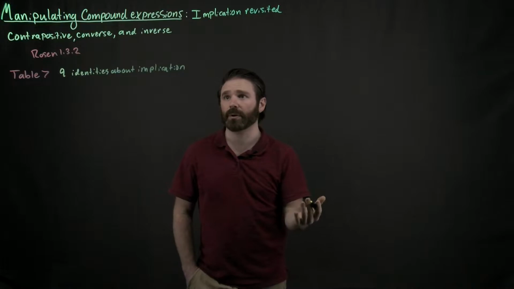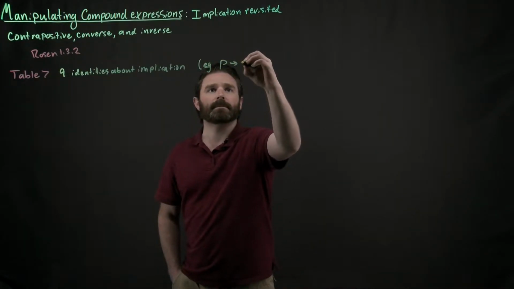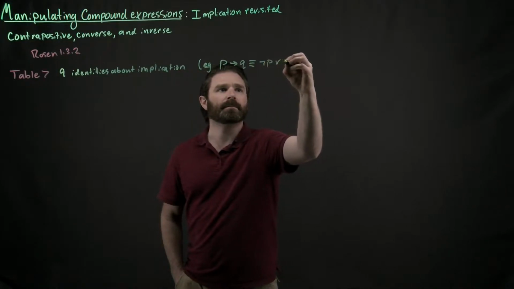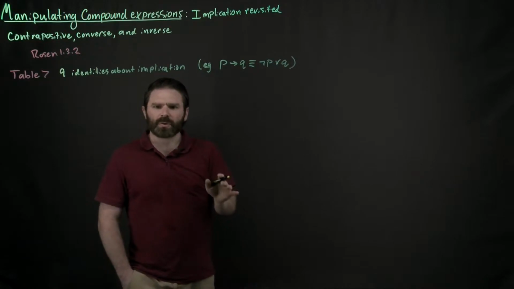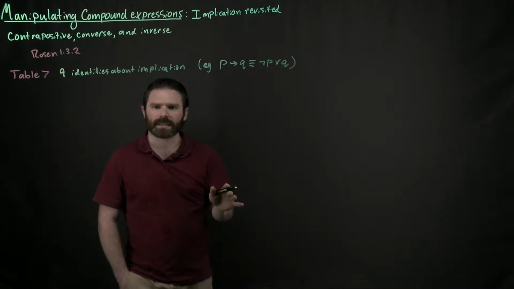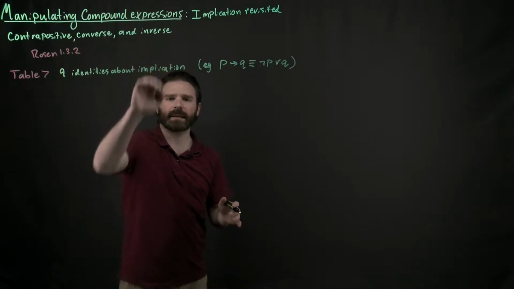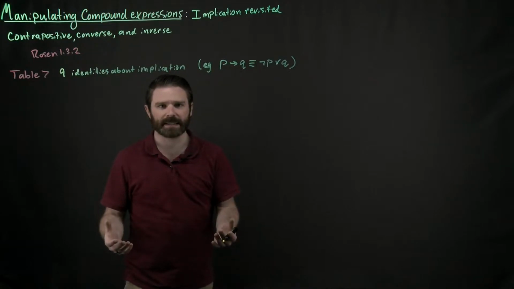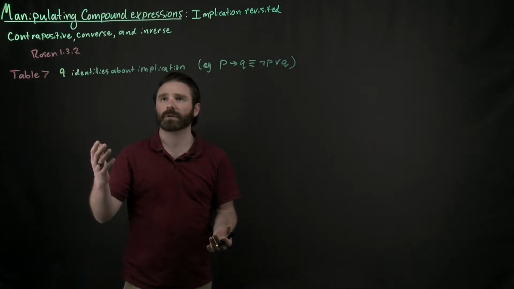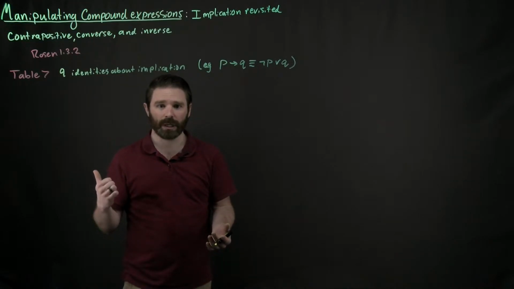So for example, he lists off one of these identities right here. However, Rosen glosses over the concepts of contrapositive, converse, and inverse. And in fact, Rosen only devotes a couple of sentences to contrapositive, converse, and inverse way back in section 1.1.